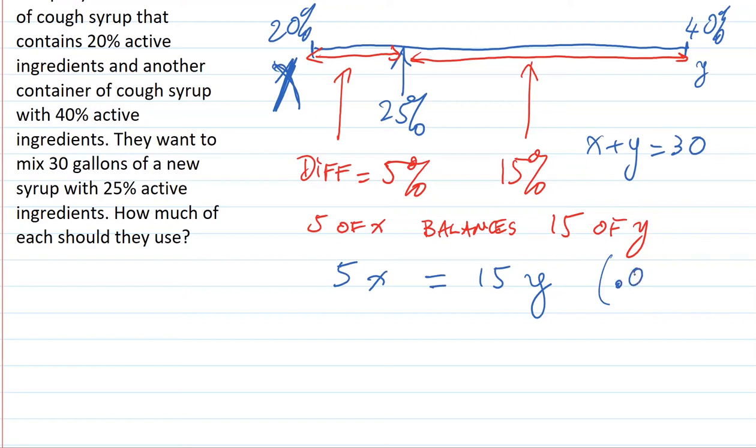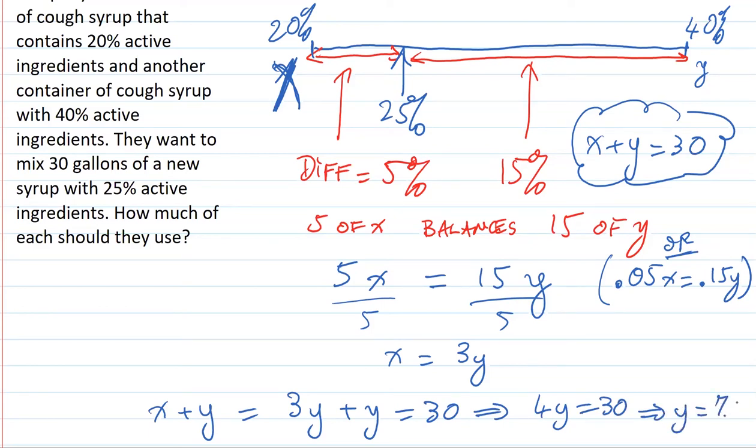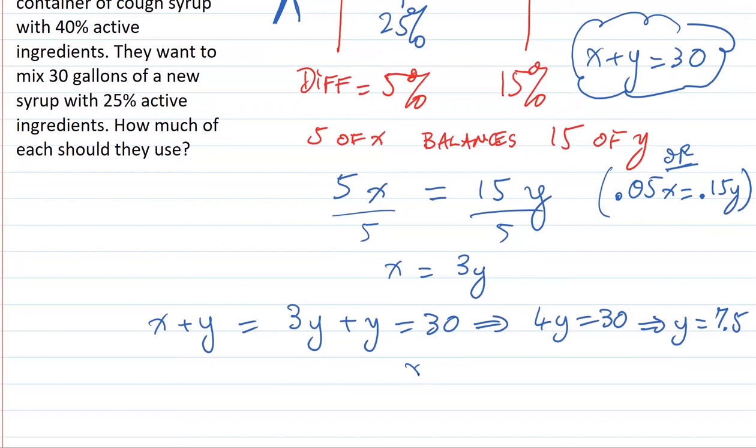Like I said, you could also write it in decimal form: 0.05X is equal to 0.15Y. And then if you multiply both sides by 100, you'd get the same thing. Either way, you end up with X is equal to 3Y. And I know that X plus Y is equal to 30. So 3Y plus Y equals 30, so 4Y equals 30 and Y is equal to 7.5. And X is equal to 3Y, so it's 3 times 7.5, and it's 22.5.